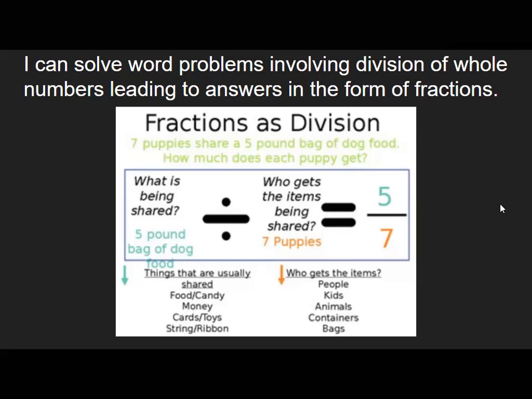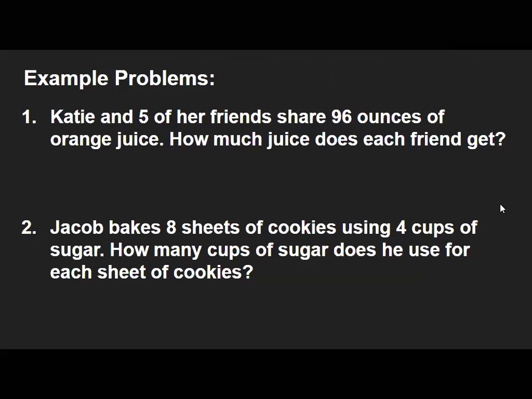So let's use these same 2 questions to help us solve some examples. So if we look at our first problem, Katie and 5 of her friends share 96 ounces of orange juice.